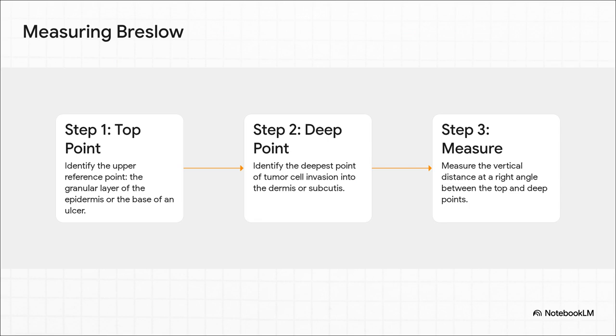And as you can see, the technique is super specific. You find your top reference point, the granular layer or the base of an ulcer. You find your bottom, the deepest invading cell. Then, you've got to measure that vertical distance at a perfect right angle. Oh, and a key point. You do not include separate satellite nests or areas of neurotropism in this measurement.